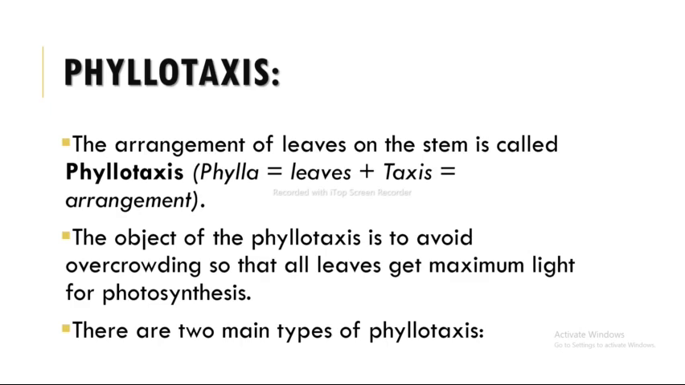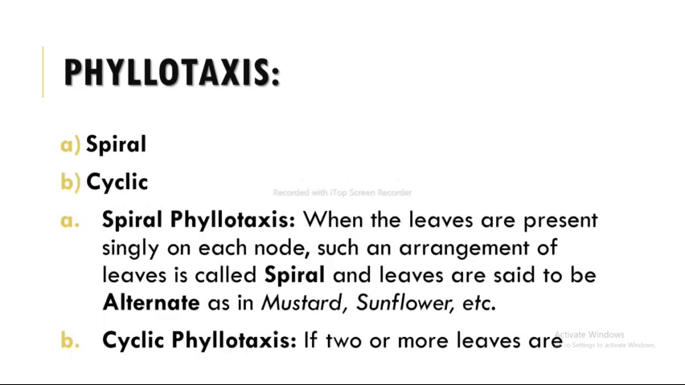And there are two main types of phyllotaxis. First type is the spiral and the second type is the cyclic. So the first type is spiral phyllotaxis. When the leaves are present singly on each knot, such an arrangement of leaf is called as spiral, and the leaves are said to be alternate, and these leaves are mostly found in mustard and sunflower, etc.